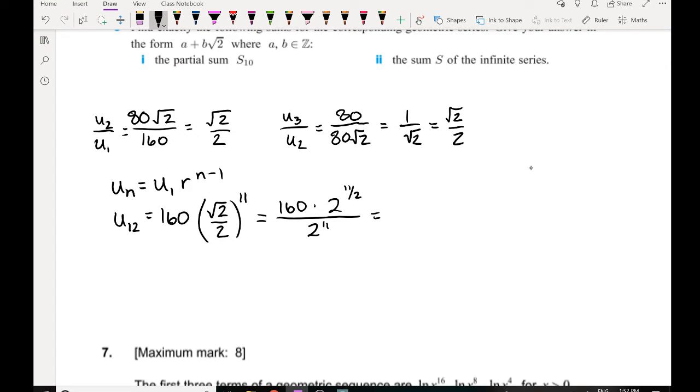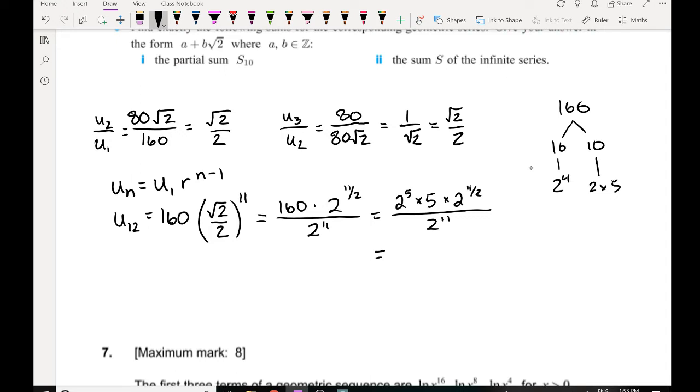160 is the same as 16 times 10. 16 is 2 to the 4, and 10 is 2 times 5. So that means I can rewrite that as 2 to the 5 times 5. And then I'm multiplying that by 2 to the 11 over 2 and dividing that by 2 to the 11.